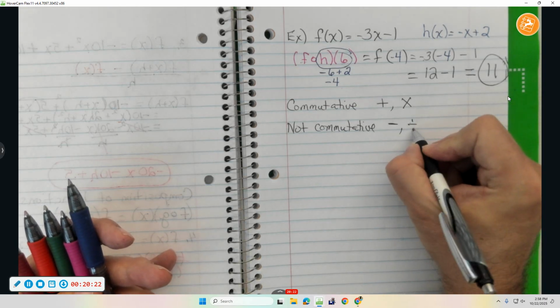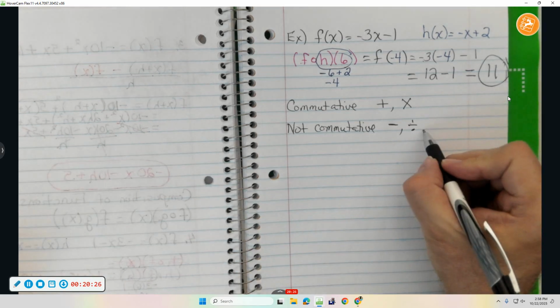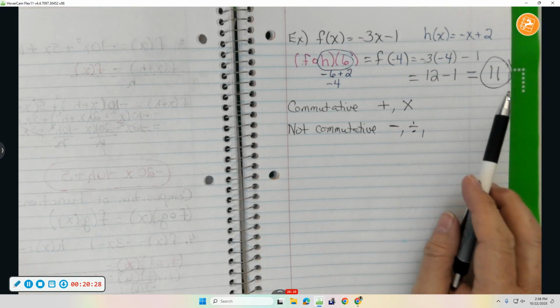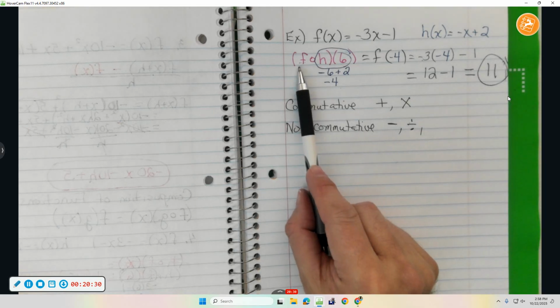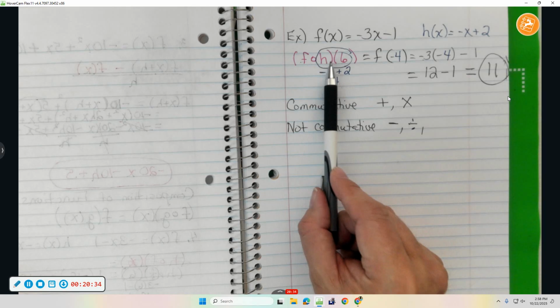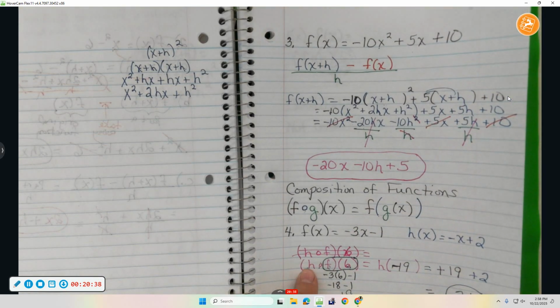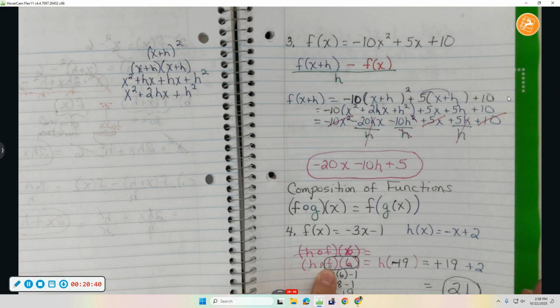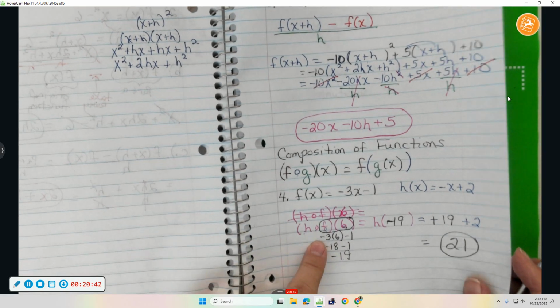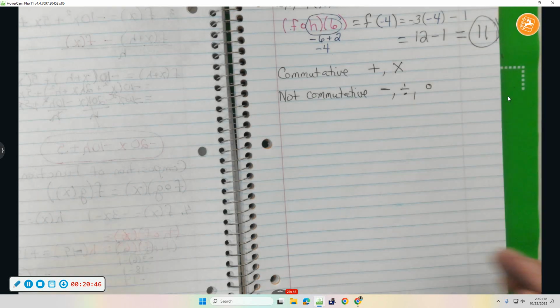So the question is, what about this new operation, that little circle? Where would we put that operation? Is it going to go with commutative or not commutative? Does F composed with H, we got an 11, equal H composed with F? No. So composition of functions is not commutative.